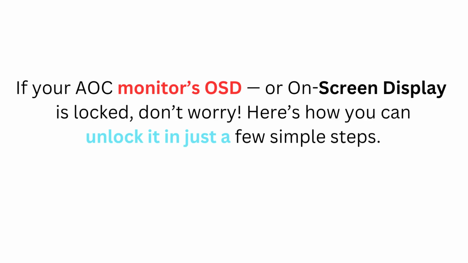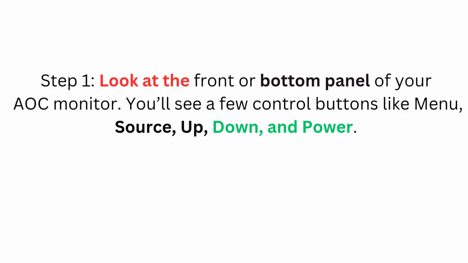If your AOC monitor's OSD, or on-screen display, is locked, don't worry. Here's how you can unlock it in just a few simple steps. Step 1. Look at the front or bottom panel of your AOC monitor. You'll see a few control buttons like Menu, Source, Up, Down, and Power.